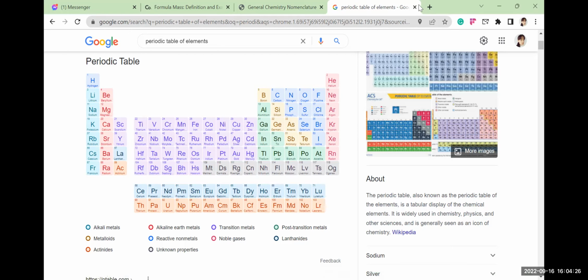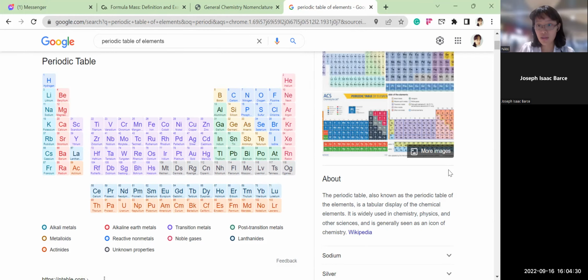Okay. Don't forget the atomic mass unit label. Yes. All right. Okay. Now, wait up. So I'll stop sharing first. And I'm going to pause.